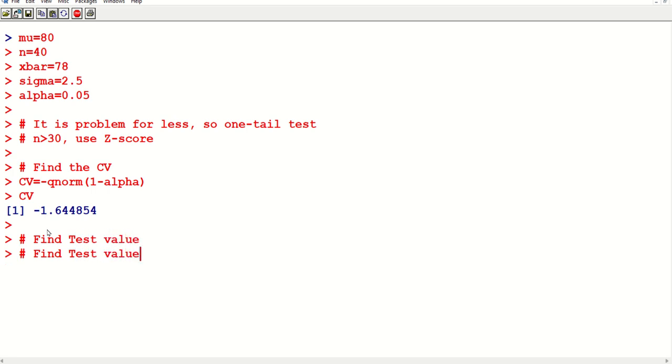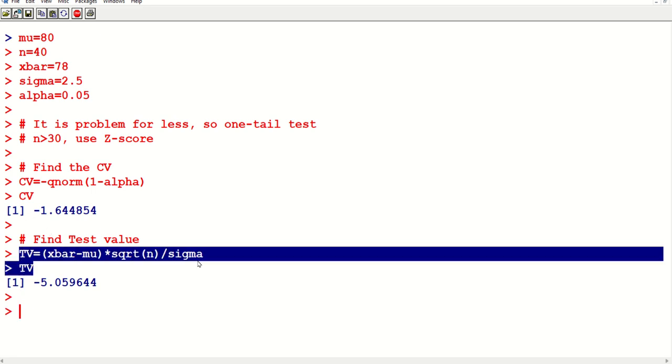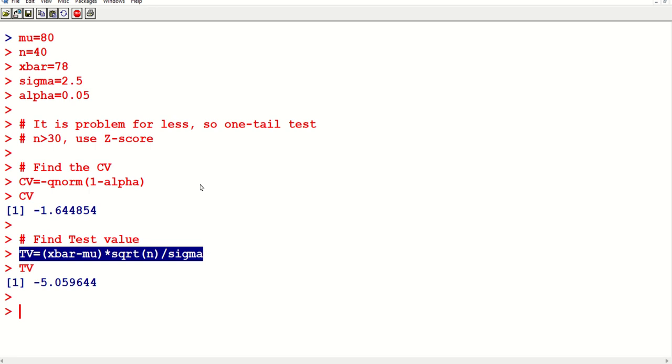Test value. And how to find test value? You can find it easily. If you calculate it, the test value comes out to minus 5.059644. So we use the same formula here: x bar minus mu times square root of n divided by sigma. Okay, we can do this easily.